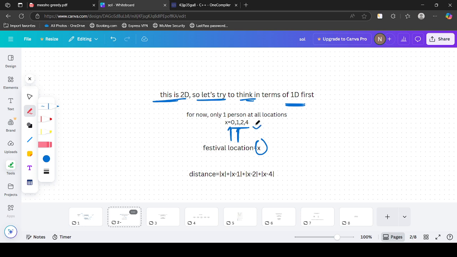So let's assume 0, 1, 2 for our locations, and x is the optimal location that we are searching for. And what will be the distance in this case? It will be simply mod x plus mod x minus 1 plus and so on. Because the distance between x and 1 will be simply the Manhattan distance, which is mod of x minus 1.